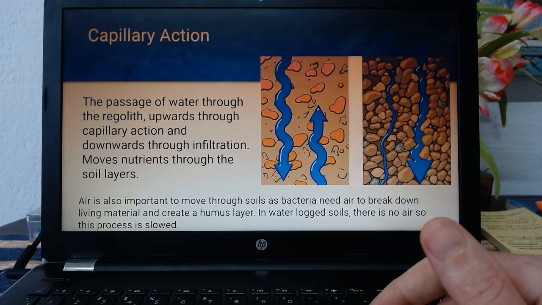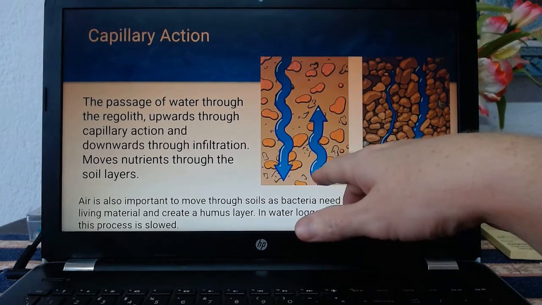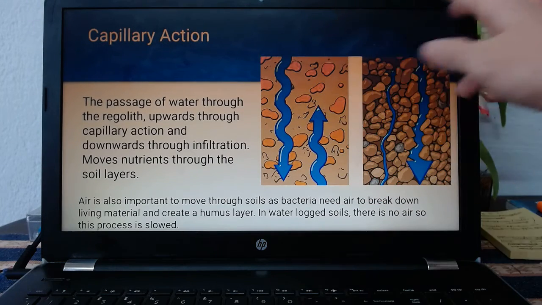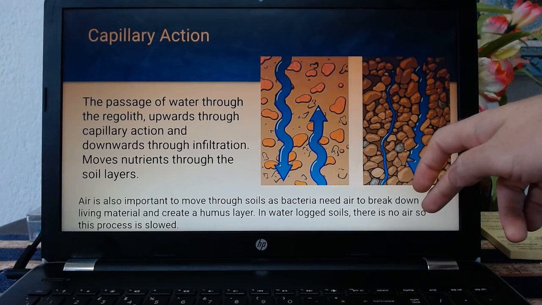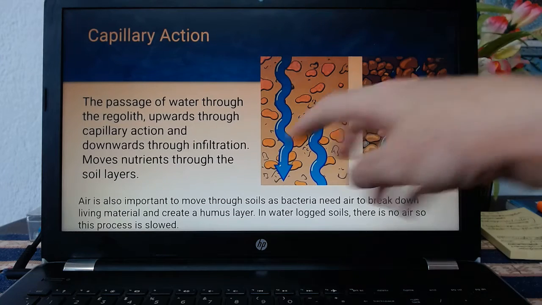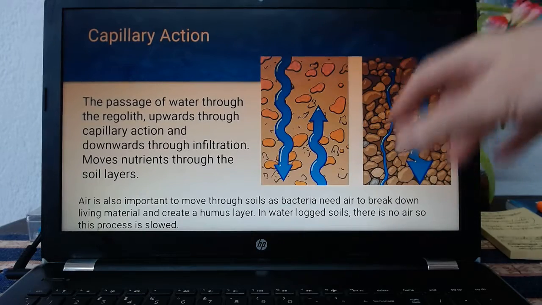Okay. Capillary action then. You may have done this in science of blood vessels and things. Alright, or just with water. The passage of water through the regolith, upwards through capillary action and downwards through infiltration. Okay. Moves nutrients around the soil layer. Now, this means through capillary action, the little passages are so tiny and there's such pressure from both sides, the water is almost squeezed back up. Obviously through infiltration it sinks down, or percolation or leaching like we just saw. So actually there's small quantities of water constantly moving around in the soil layers below, and this will mix it up even further into a big mixture.